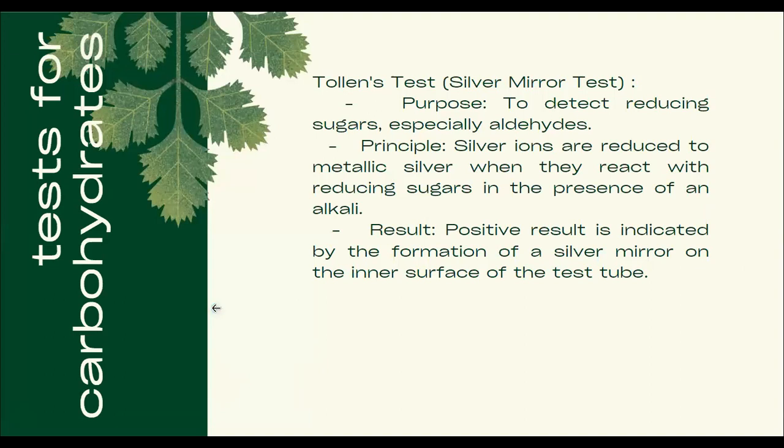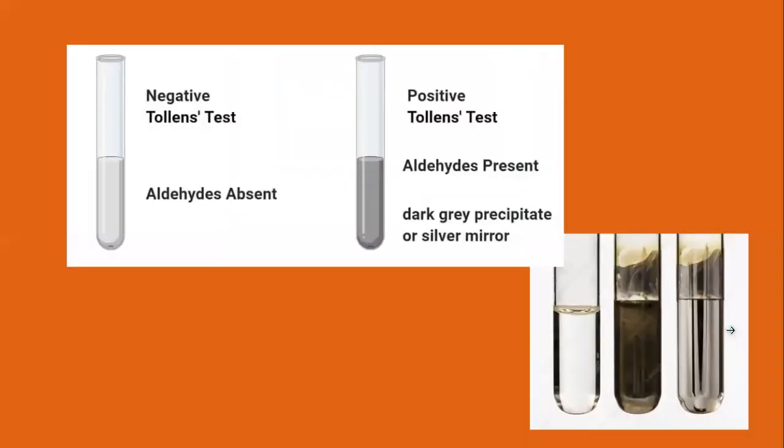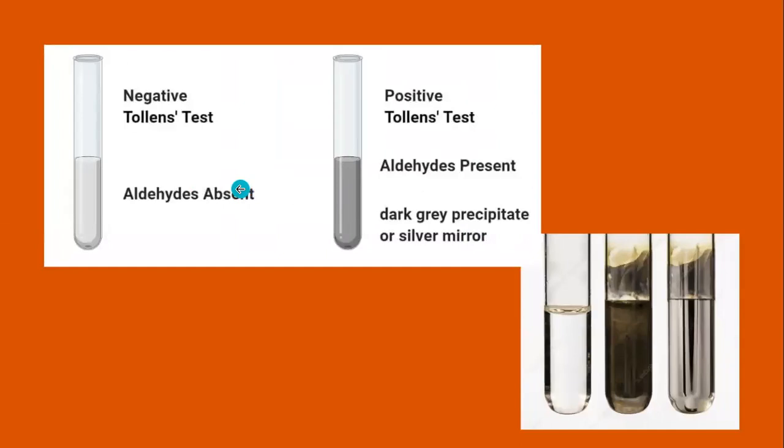Now, Tollens' test is to detect reducing sugars, especially aldehydes. If Seliwanoff's test was for ketoses, Tollens' test is for aldoses. Okay. So here, silver ions react and the Tollens' reagent is added, and you get a silver mirror on the inner surface of the test tube. When aldehydes are absent, the Tollens' test will give a negative result, and when aldehydes are present, they form a dark gray precipitate or a silver mirror, which gives a very glossy, shiny appearance on the walls of the test tube.